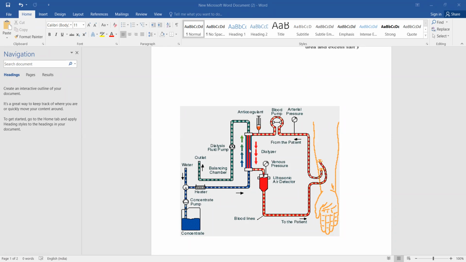And what is this dialysis solution used for? It's used to pull the excess waste from the blood. If this is your dialyzer, okay, did you check the picture of the dialyzer? There will be 4 openings. One here, one right here, and one from here and one from here. Okay? Yes?